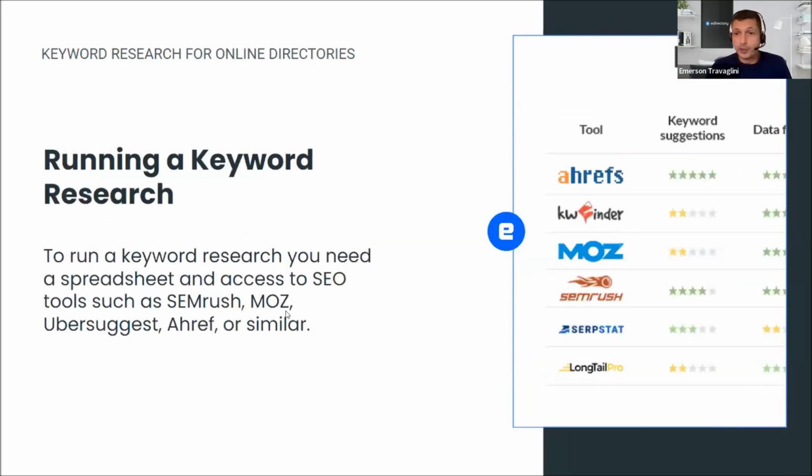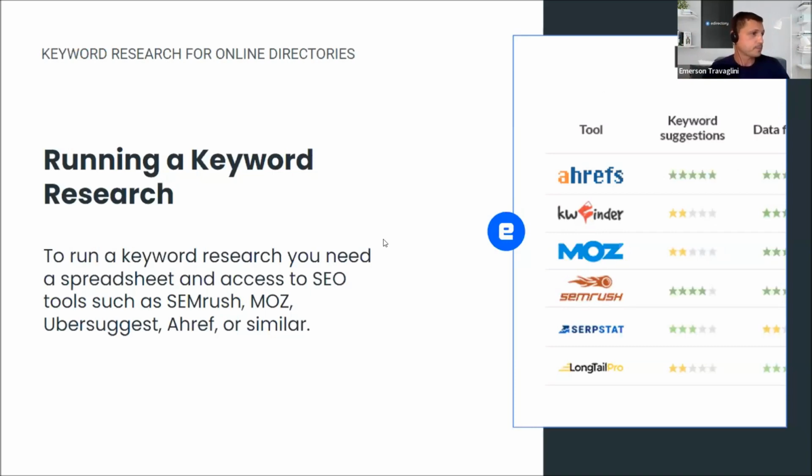In running keyword research, we're going to need SEO tools such as SEMrush, Moz, Ubersuggest, Ahrefs, or similar tools. And why is that? Because they have a huge database of searches based on territories, on time frames, etc., that you can take advantage of, drilling down the results and getting to exactly what you need to know about the keywords you are targeting, choosing the ones that are important and going to be useful for your online directory.